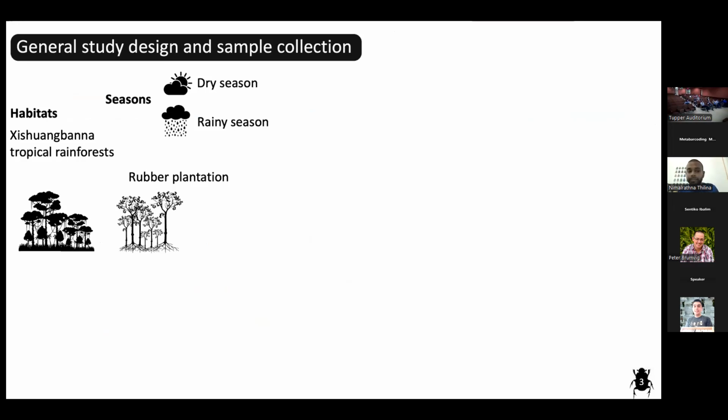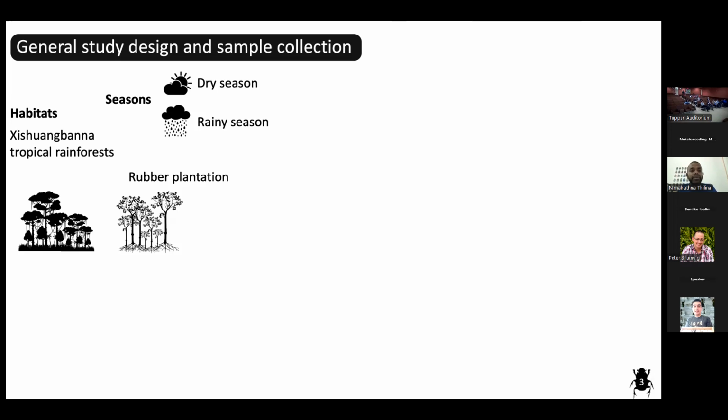In the current studies I'm going to present, we look at dung beetles in the Xishuangbanna Tropical Botanical Garden, the Xishuangbanna tropical rainforest, and the adjacent rubber plantation. We selected the rubber plantation because it is the main habitat conversion in the region. It is one of the main causes of forest loss in the area.